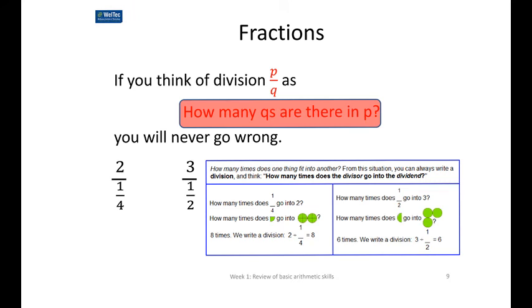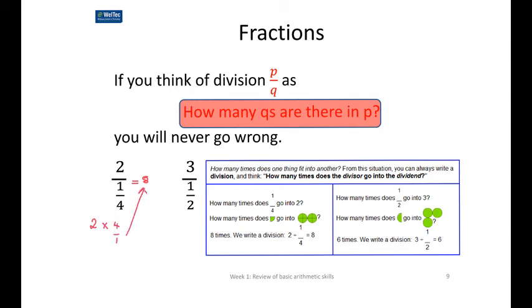If we remember that division is a question, how many Q's are there in P, then we're not going to get these fractional funny ones wrong. How many quarter apples in 2? That's what we need to say. How many quarter apples in 2? And you'd know that the answer was 8. Or you could do division. It's division of fractions, so flip and multiply, and you get the answer 8.